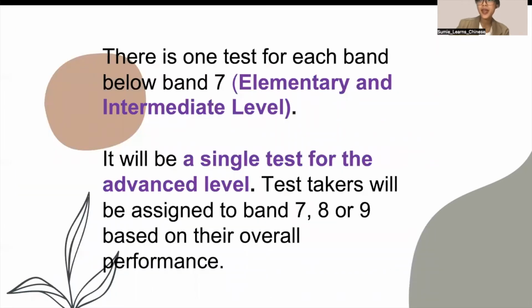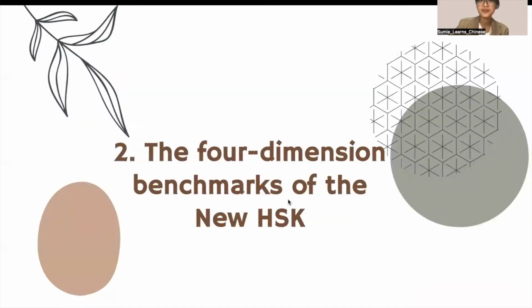There's something we have to pay attention to, which is that there is 1 test for each band below band 7. That means we will have 1 test for each band under the elementary and intermediate levels. And also, there will be a single test for the advanced level. That means you, the test taker, will be assigned to band 7, 8, or 9 based on your overall performance.